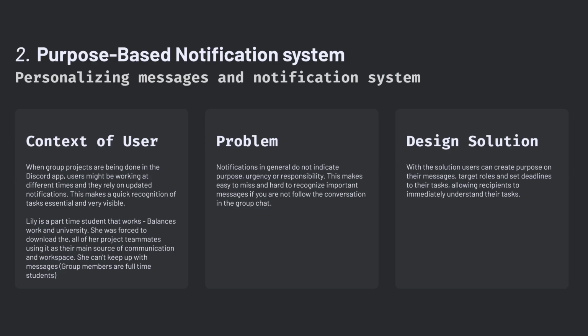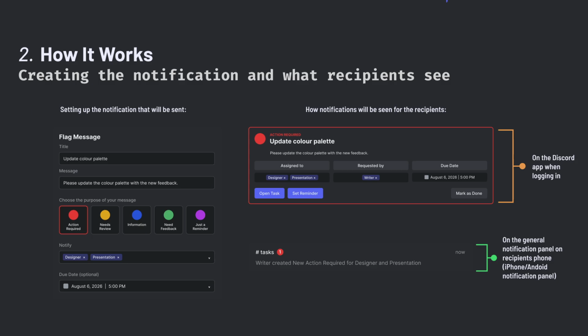That's why we created the persona Lily, a part-time student that works as well, balancing work and university at the same time. She struggles keeping up with messages since she can't go over them while she's at work. The problem with Discord is that notifications in general do not indicate purpose, urgency, or responsibility. This makes it easy to miss and hard to recognize important messages if you don't follow the conversation in the group chat.